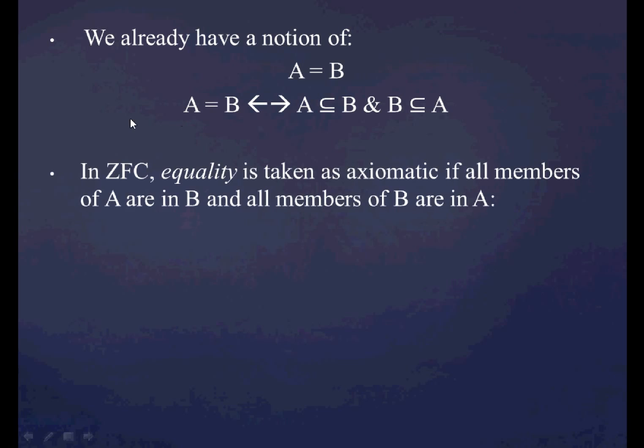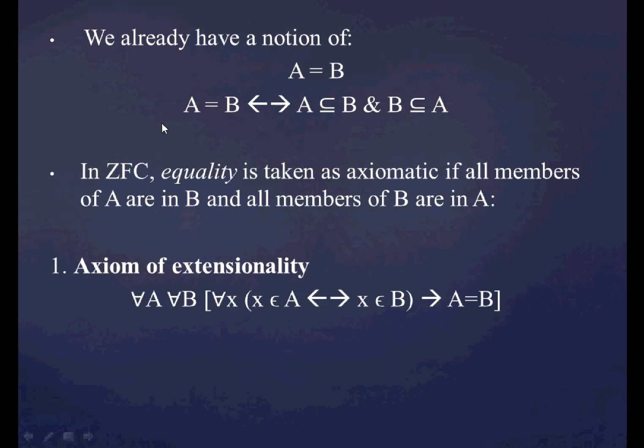But of course, in this video we want to deal with the axioms. So in ZFC, equality is going to be taken as axiomatic. If all members of A are in B, and if all members of B are in A, then we're going to say that A equals B. This axiom is going to be called the axiom of extensionality.